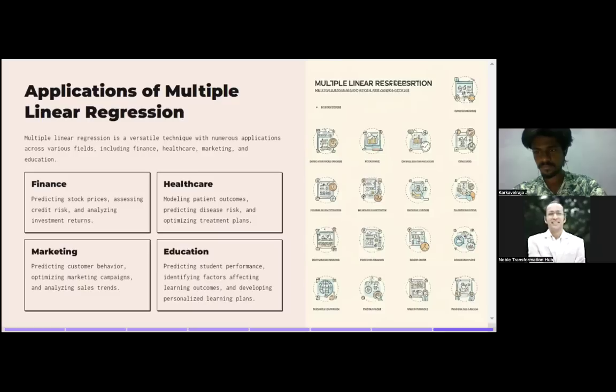Okay, so let's go. I'm just giving food for thought. Now let's go to the application of multiple linear regression. Multiple linear regression is a versatile technique with numerous applications across various fields, including finance, healthcare, marketing, education, and n number of others.